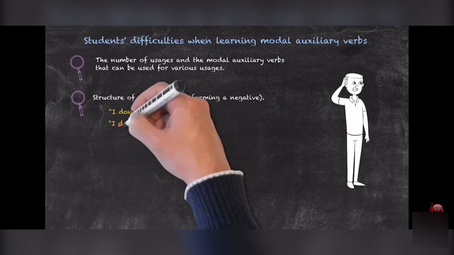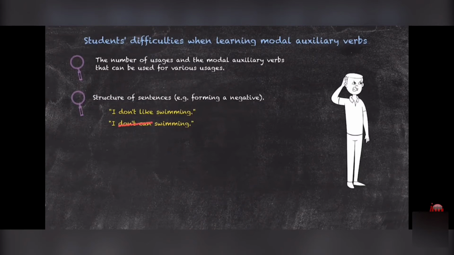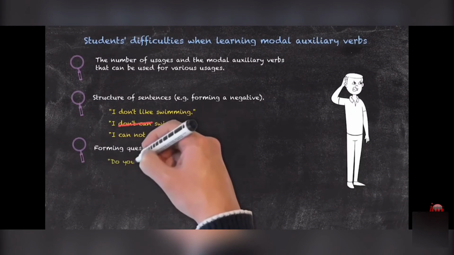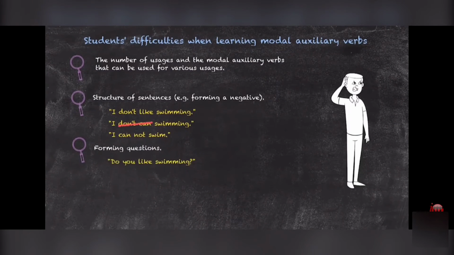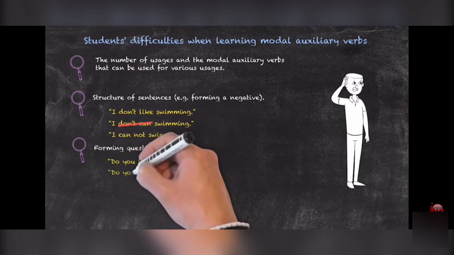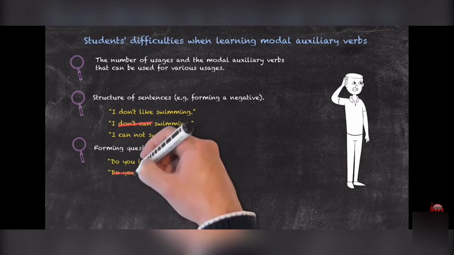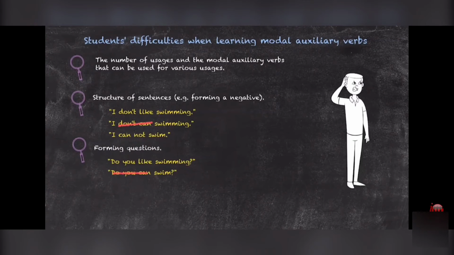Similarly, another difficulty is when the auxiliary verb do is used for questions. This isn't the case with modal auxiliary verbs. "Do you can swim?" is incorrect, as you create questions by inversion. "Can you swim?" Another fundamental problem for students learning English is forming positive sentences in third person singular.